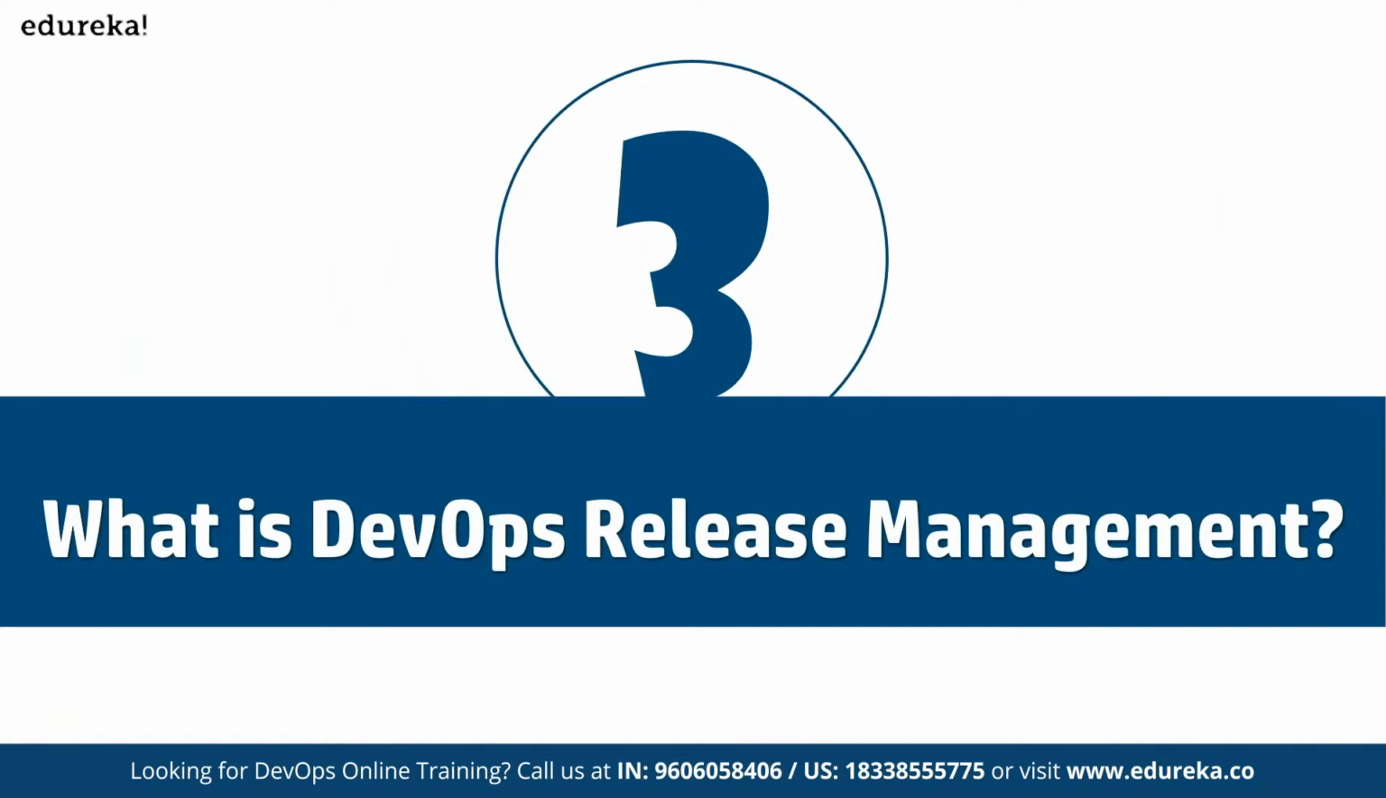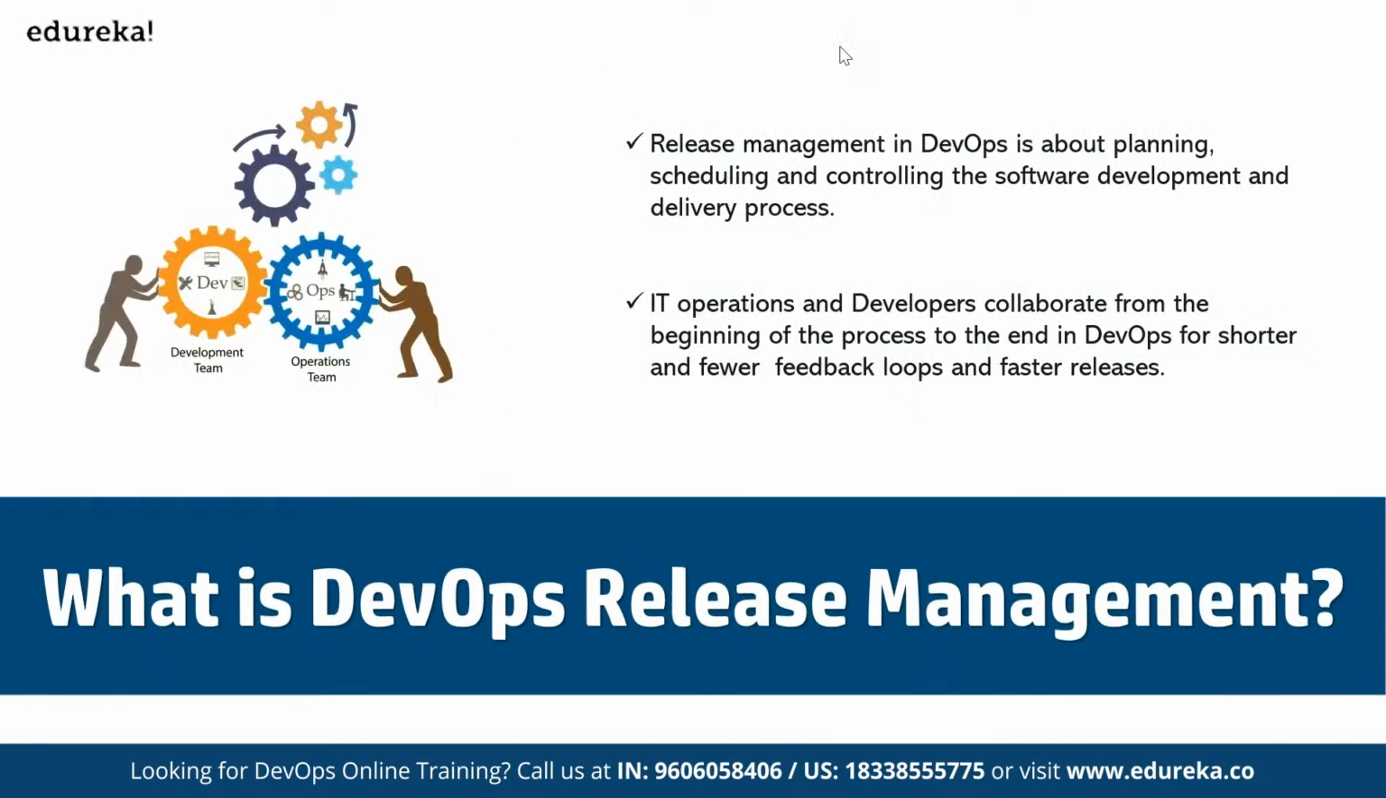So now let's talk about what is DevOps release management. So in DevOps also, we plan, we schedule, and we control our software development and delivery process. So when we have to deploy, we'll not simply go and deploy. We will have a thought process behind that, how and when we are going to deploy. If something goes wrong, how we do a rollback. So we will take care of all the aspects.